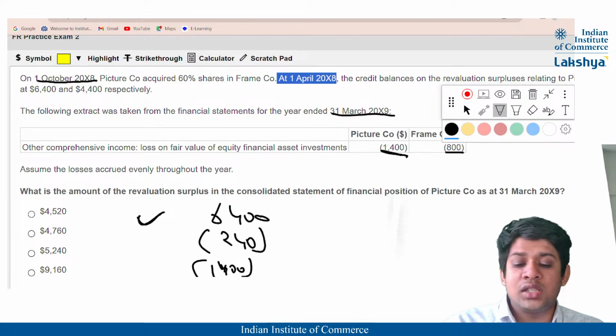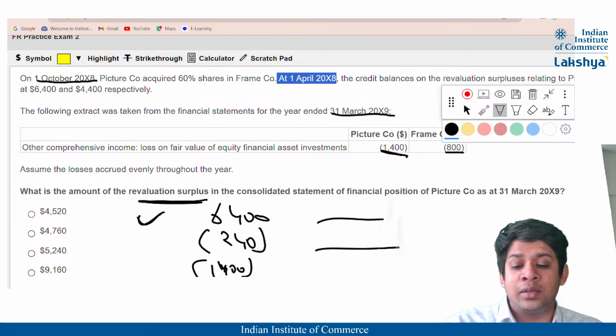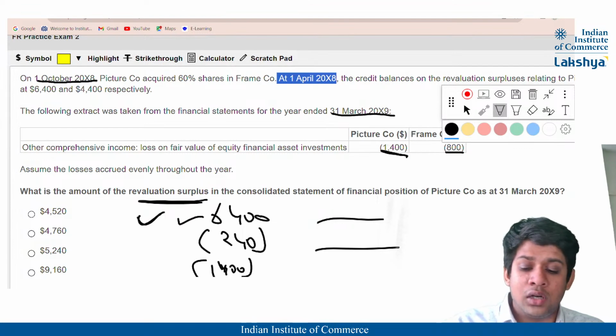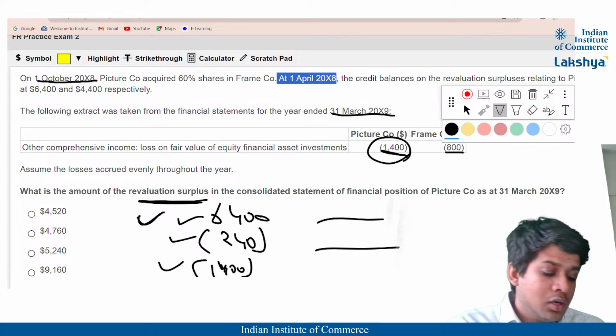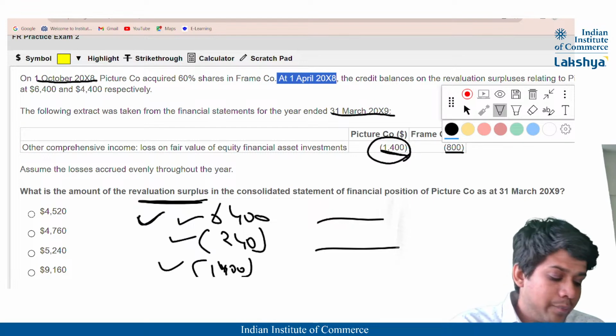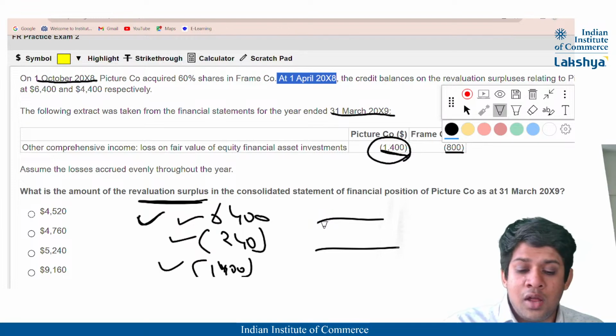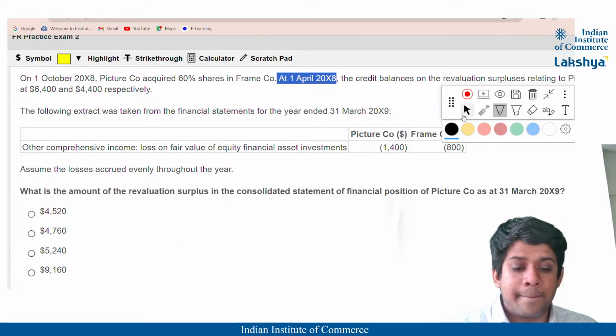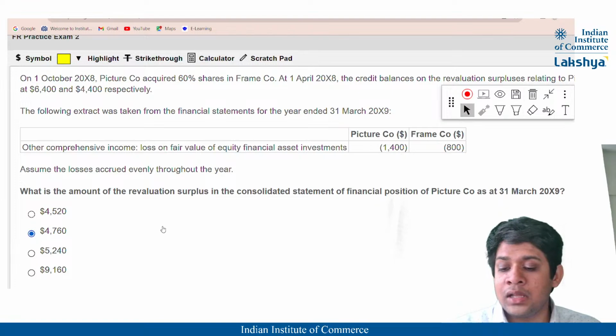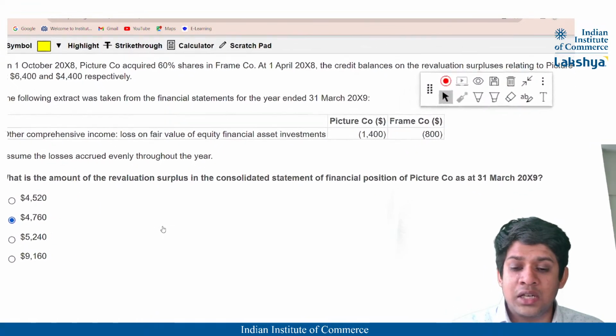Right? So in the statement of other comprehensive income, in my revaluation surplus accumulated balance, it will be 6400 minus 240 minus 1400. It is the parent company's 1400 loss, so that will be completely stated. Okay. So 6400 minus 240 minus 1400, that is going to be 4760. So our answer is going to be here. Okay. 4760. That is option B. I hope the sum is clear to you all.